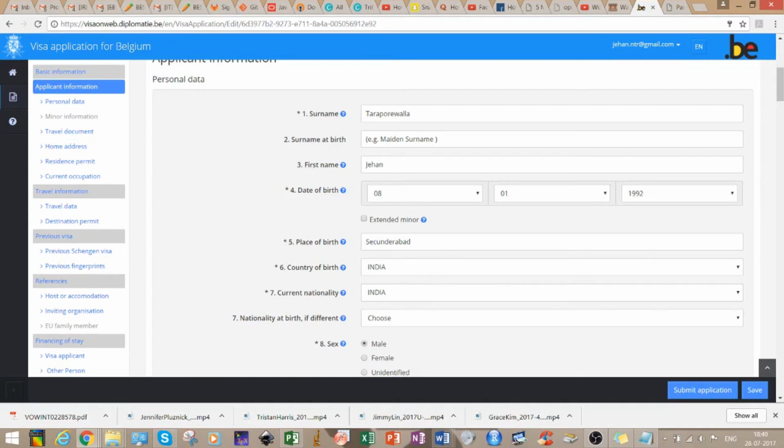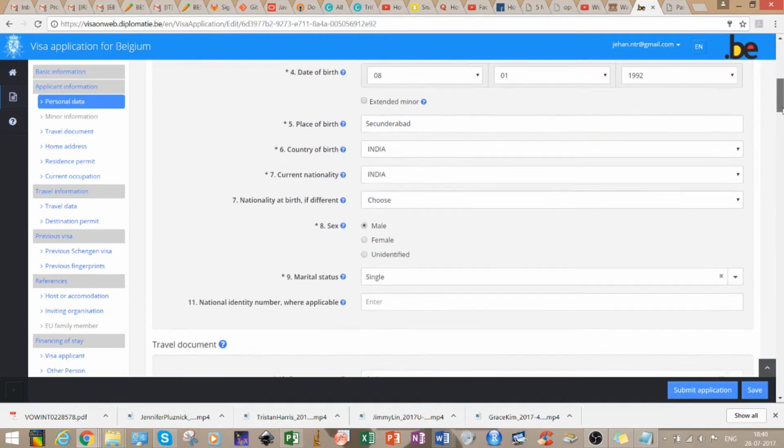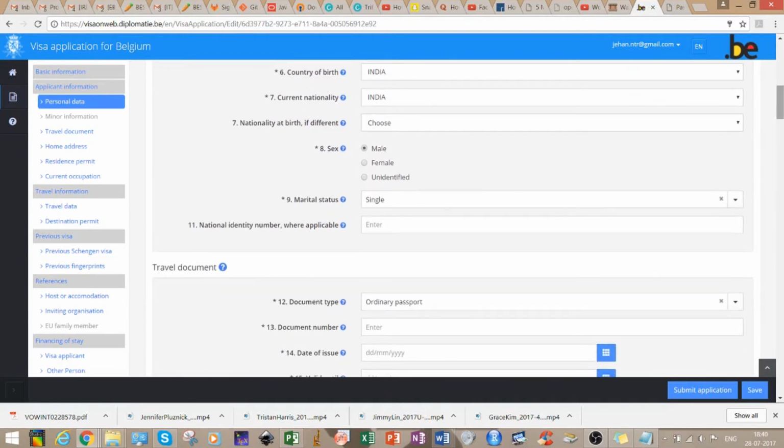Pretty simple. Now, it is very possible that you can hold a dual citizenship. Maybe you were born in the States, then your country of birth would be different. Your current nationality might be Indian, but you also have another nationality. That's possible. Dual citizenship. Please do it. I am pretty sure this is very self-explanatory as it is mentioned over here. Then your sex. Yep, I'm pretty sure that's confirmed. Marital status. Yeah. National identity number where applicable.